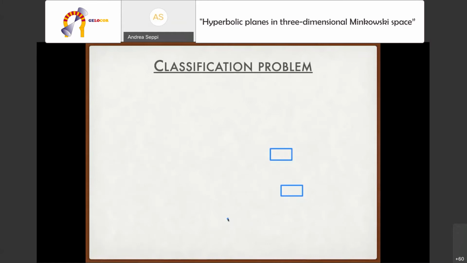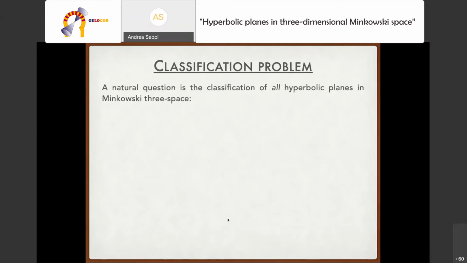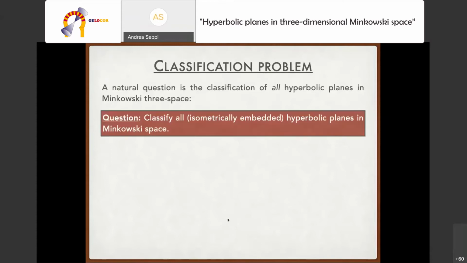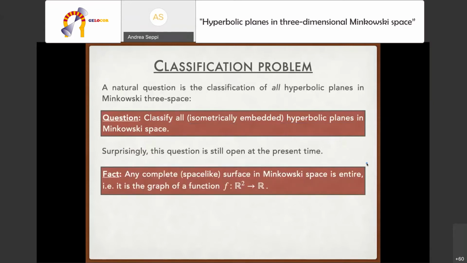Good. Yeah, so at some point, it's very natural to ask the following question. We would like to classify all the isometrically embedded hyperbolic planes in Minkowski 3-space. That's the question that I want to address today. It's a very natural question, very simple to state, but surprisingly, this is an open question at the moment. I will present some results, but before that, I want to settle some facts which are relevant for what's coming.